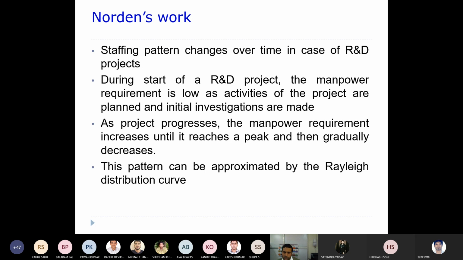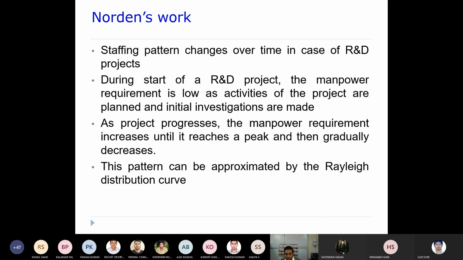the number will increase. As the project progresses, the manpower requirement increases until it reaches a peak and then gradually decreases. So what he says is, at some point of time more people will be occupied in the project, and then gradually the number of people will decline. Let's say we are going into the deployment phase. By the time you deploy that particular software, usually you may not require all of the people to be there in the project. They may be assigned to some other project, if they are part of a particular company.